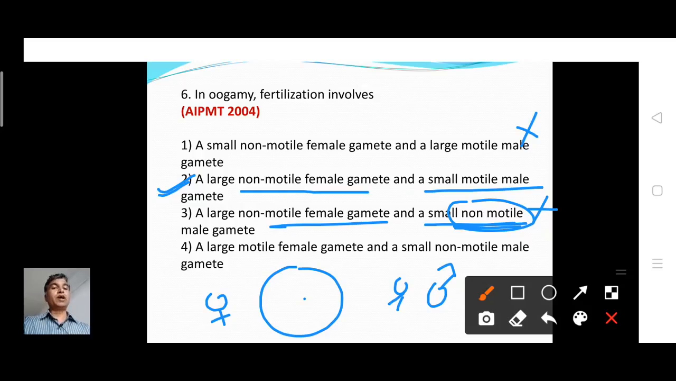Fourth one, large motile female gamete. Female gametes are non-motile and the small non-motile male gamete, this is also wrong.